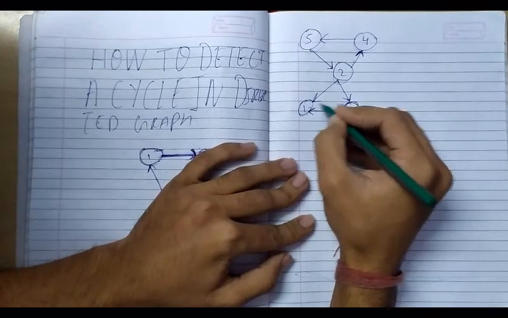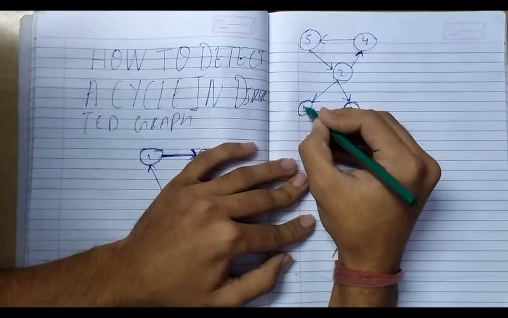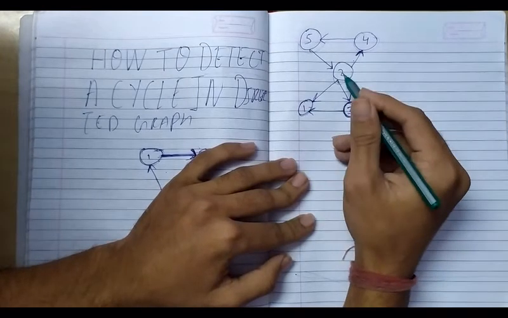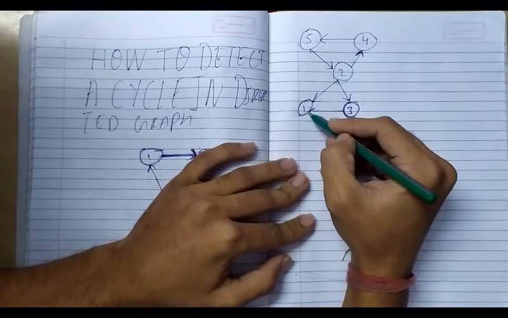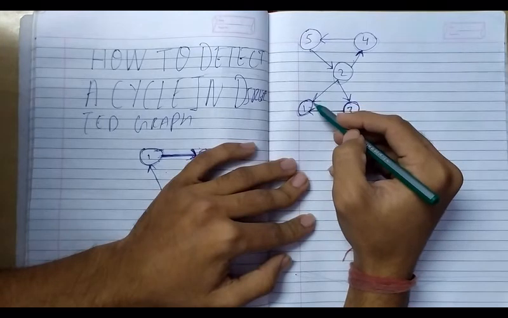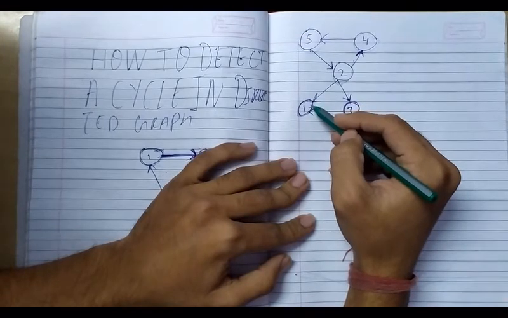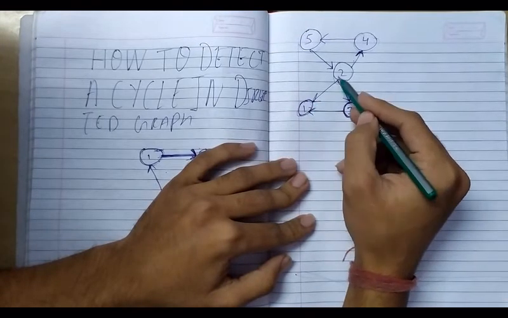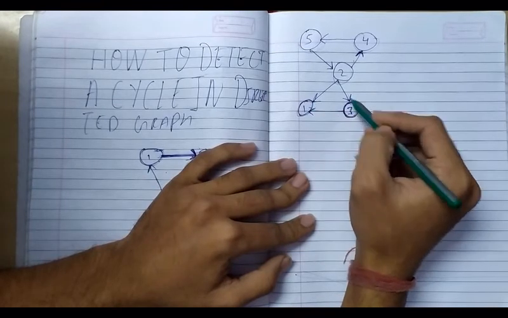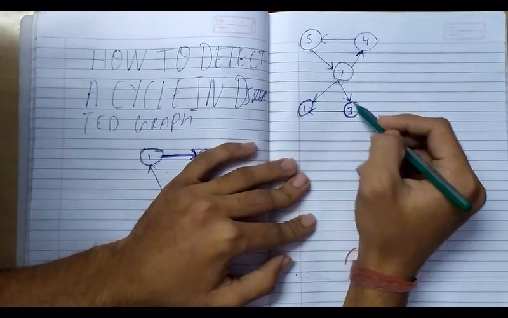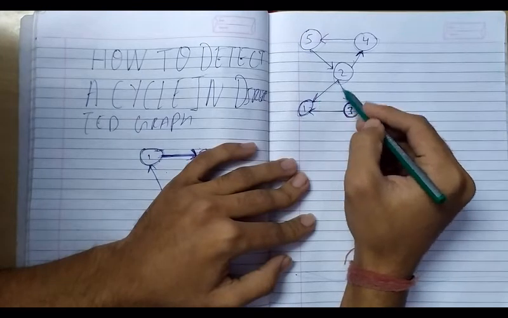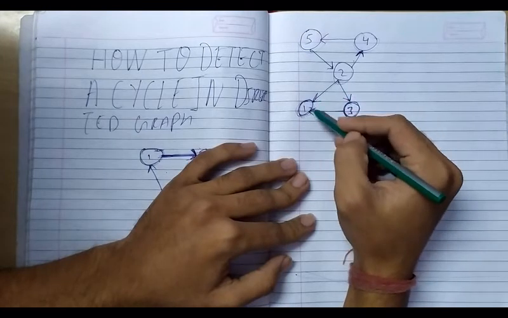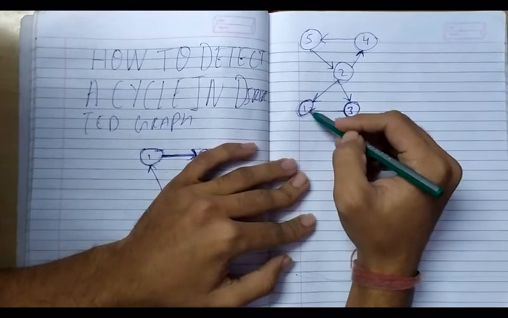Then we will check another node, that is 1. With respect to this node we will do a DFS search and check whether a cycle exists or not. In this example there is no such cycle, so it comes back to here. There is not any cycle, so it will return false.